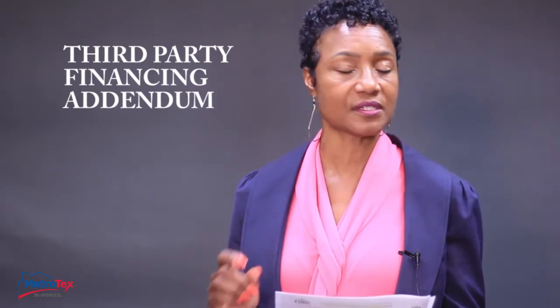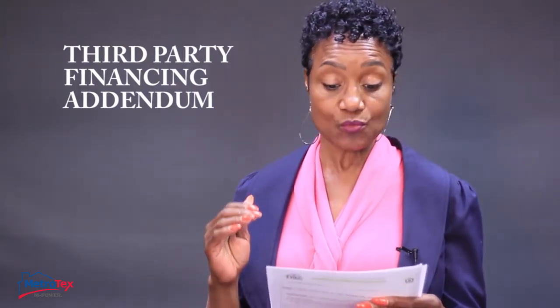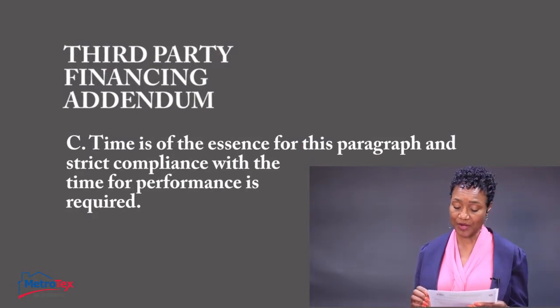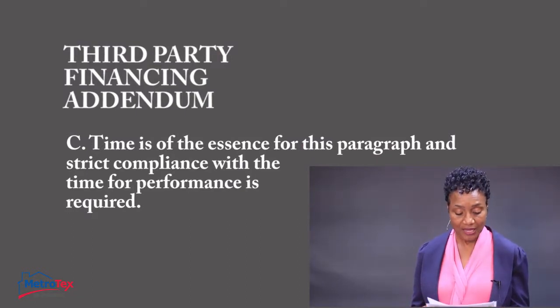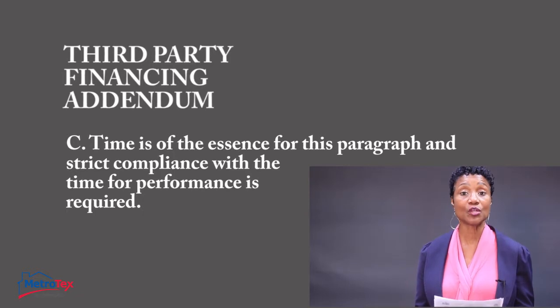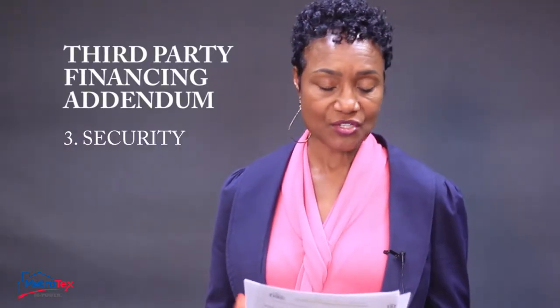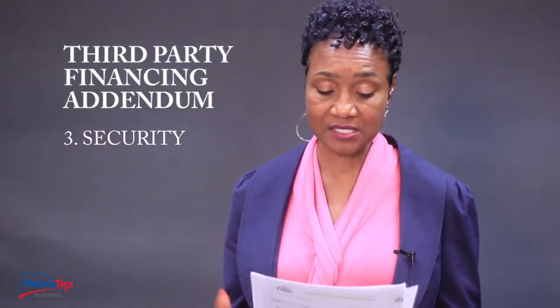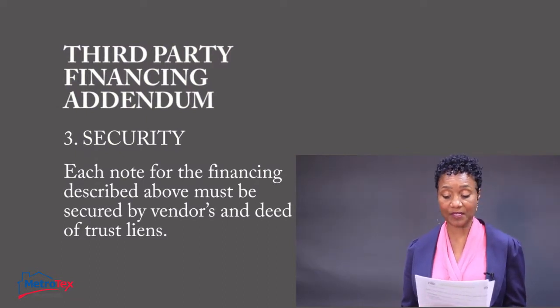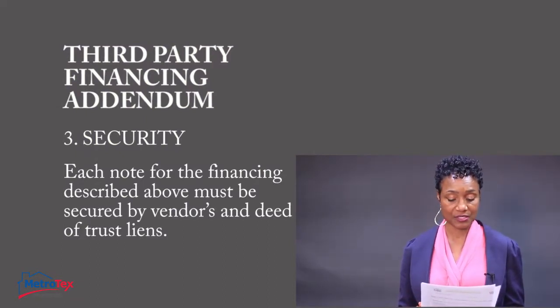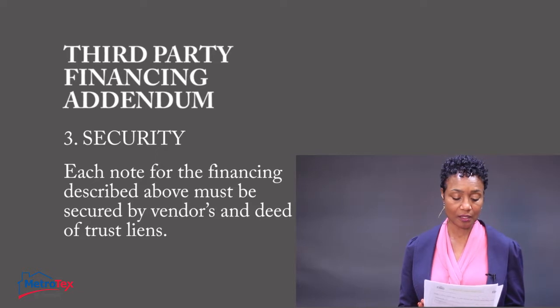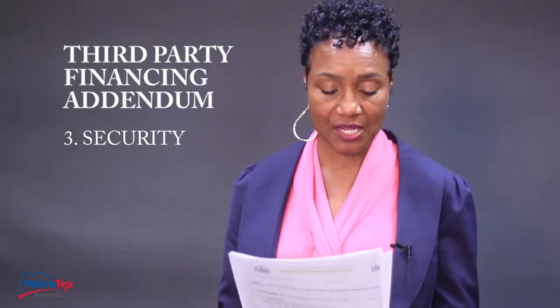And then C, which is bolded for a reason. Anytime you see something bolded, it wants us to pay extreme attention to it. It says time is of the essence for this paragraph and strict compliance with the time frame for performance is required. Then paragraph 3 talks about security. It says each note for the financing described above must be secured by a vendor's lien and a deed of trust on the property. So that's pretty standard verbiage.